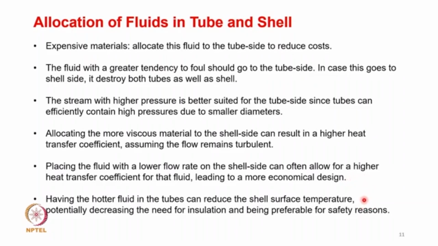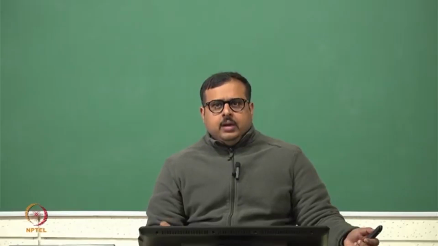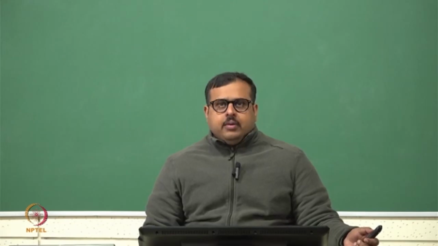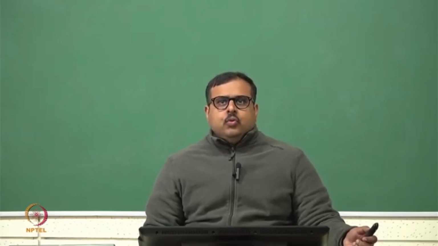And the last, these are thumb rules. Of course, there are many other aspects that you need to consider, but these are some of the key points. Having the hotter fluid inside the tube can reduce the shell surface temperature and potentially decrease the need for insulation, and this is preferable due to safety reasons. So these are some of the thumb rules that one needs to look for when allocating the most suitable fluid inside the shell and the most suitable fluid inside the tube.